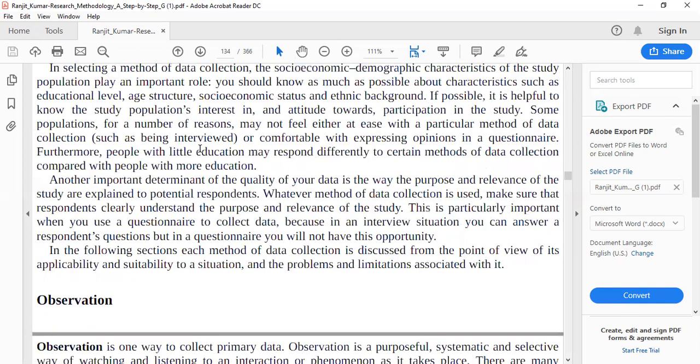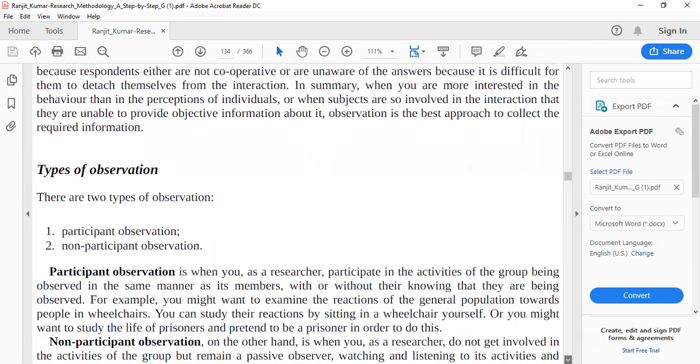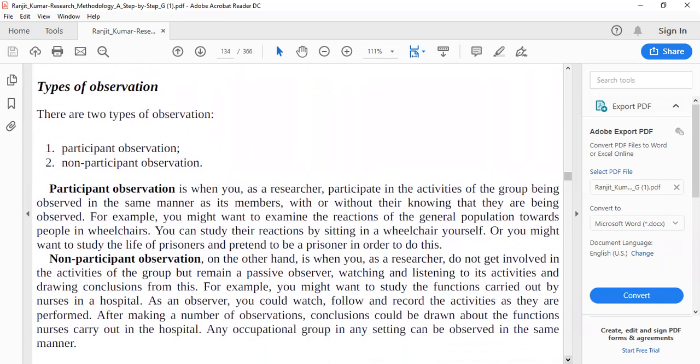So there are different types of observation. And in these observations, we have participant observation and non-participant observation. Participant observation is when, as a researcher, you are participating in the activities of the group being observed in the same manner as its members, with or without their knowing that they are being observed.